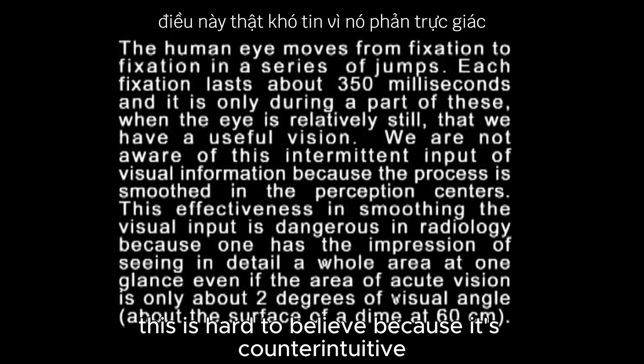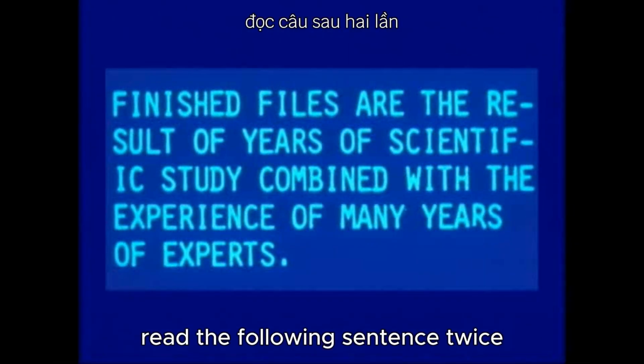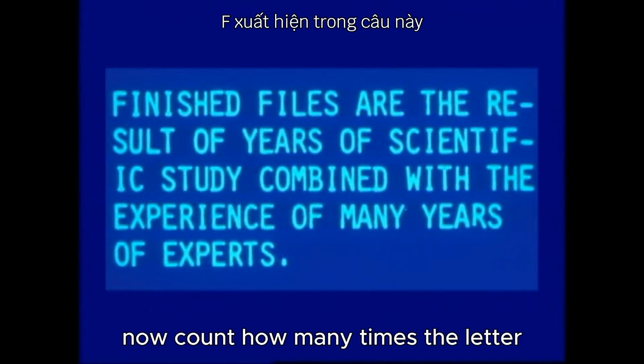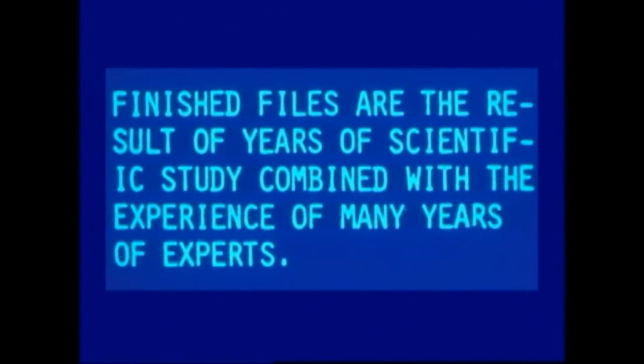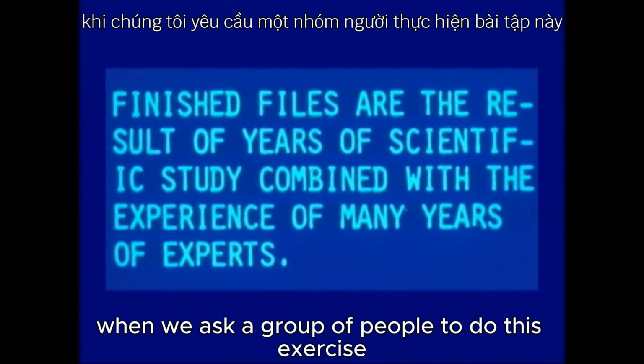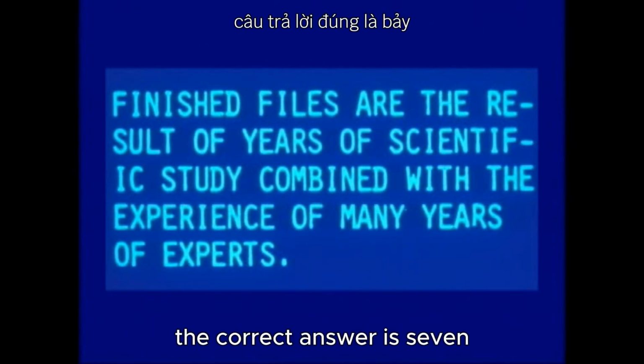This is hard to believe because it's counterintuitive, but the following exercise should convince you. Read the following sentence twice. Now, count how many times the letter F appears in this sentence. How many did you count? When we ask a group of people to do this exercise, the answer varies between 2 and 7. The correct answer is 7.